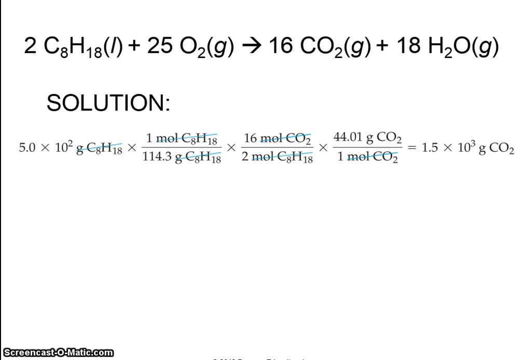So here's the math. We have 5 times 10 to the second grams of octane, and we multiply by the 1 mole of octane to 114.3 grams of octane, canceling the grams of octane. Multiply by 16 moles of carbon dioxide to 2 moles of octane, cancel the moles of octane, and multiply by 44.01 grams of carbon dioxide per 1 mole of carbon dioxide. Cancel your moles of carbon dioxide, and what do you get but 1.5 times 10 to the third grams of carbon dioxide.